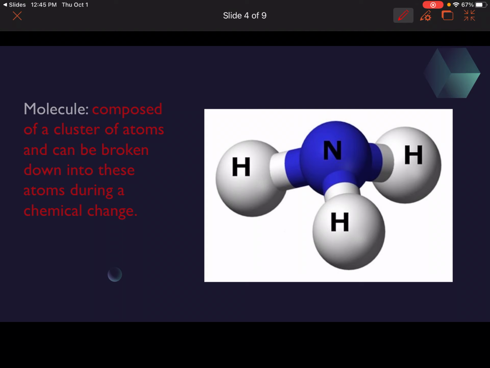Okay, so a molecule. You can write this down. A molecule is composed of a cluster of atoms and can be broken down into these atoms during a chemical change. So here I've shown you this is one N and 3 hydrogens. This would be NH3. Other examples of a molecule are things like Cl2, that's a little 2 there. If I have 2 chlorine atoms that are bonded together, that's called a molecule.